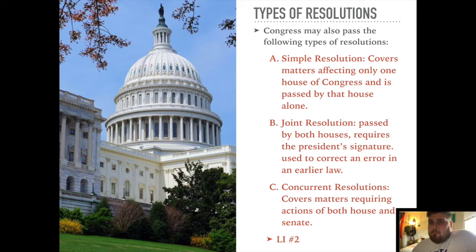So again here, really the only big difference between a joint resolution and concurrent resolution is, they both require action from both sides, but the joint resolution is fixing like a prior mistake. So that's really the only big difference there, so just make sure you're paying attention to that.